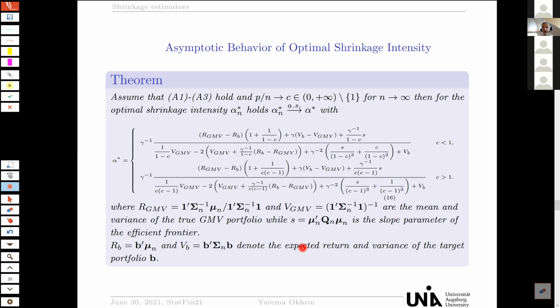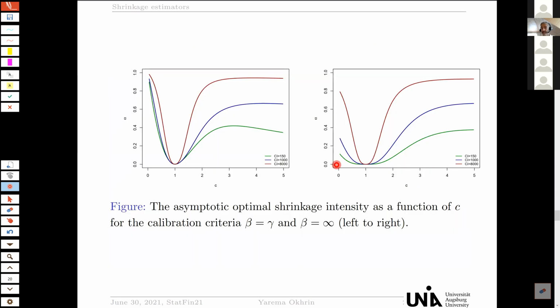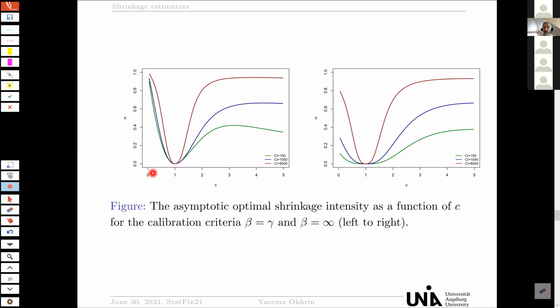Now, let's have a look at how this alpha star looks. So these two pictures here show our alpha star, as a function of c. If c is very small, it means that our sample size is very, very large compared to the dimension, our alpha goes to 1, and we believe in our true Markowitz portfolio. So we invest a lot in our Markowitz portfolio.